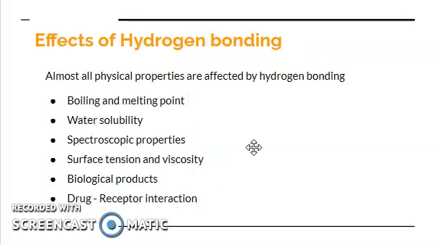Next, effects of these hydrogen bonding. Almost all the physical properties are affected by hydrogen bonding, and here I am discussing a few points: boiling and melting points, water solubility, spectroscopic properties, surface tension and viscosity, biological products and drug receptor interaction. So how the hydrogen bonding influences these properties we'll discuss.